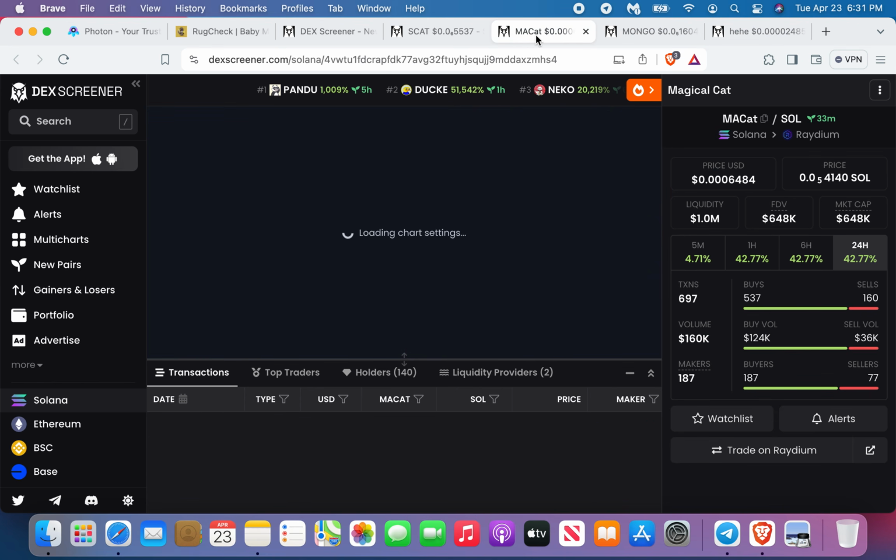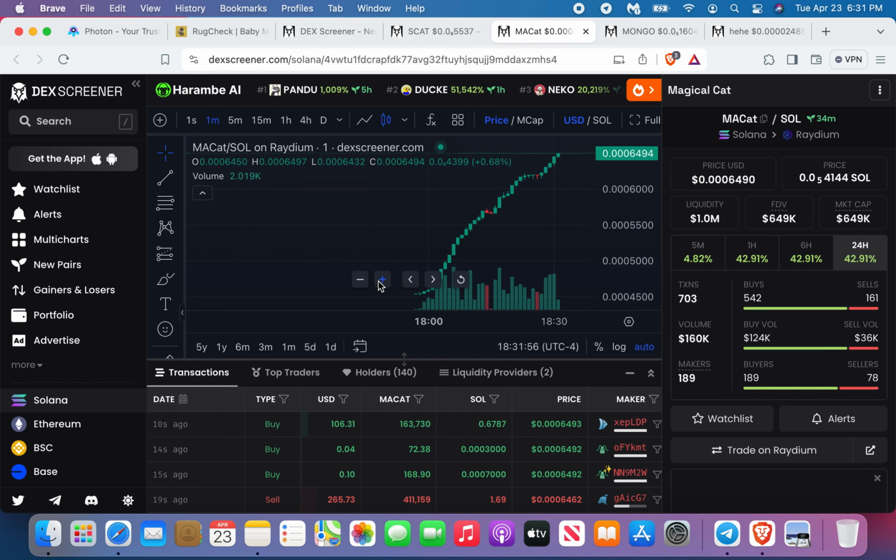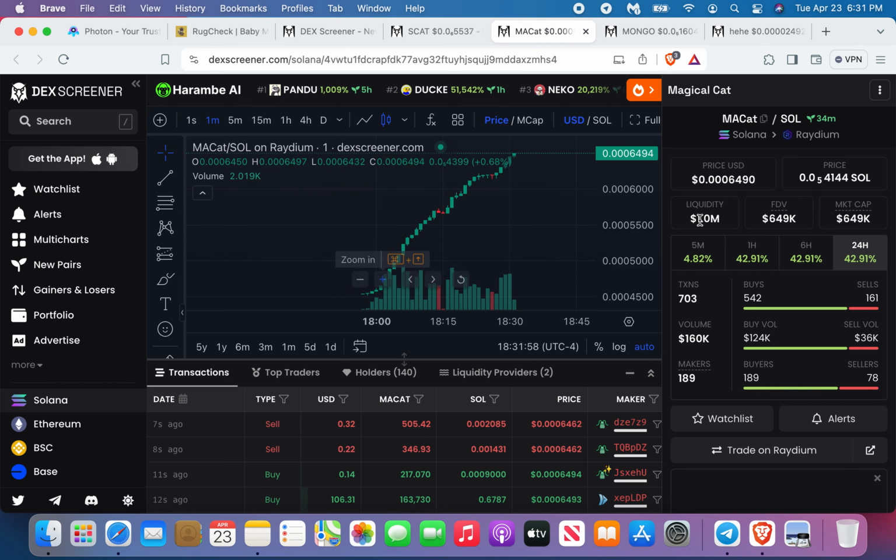My computer is just on overload right now. Okay, so we're in the 15-minute here. I've changed that to 1. Okay, this is a rug, by the way, guys. This is a rug. Liquidity isn't locked.